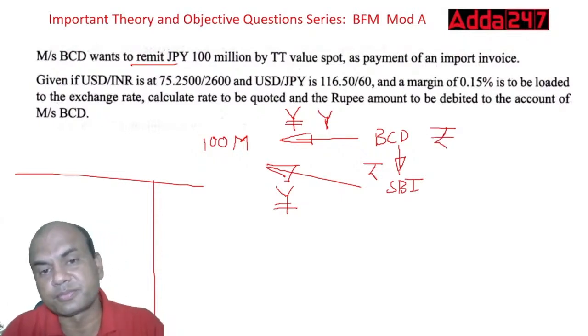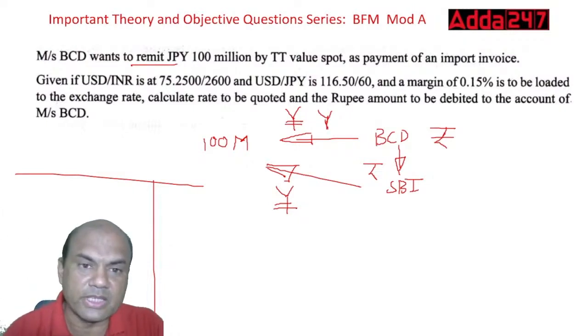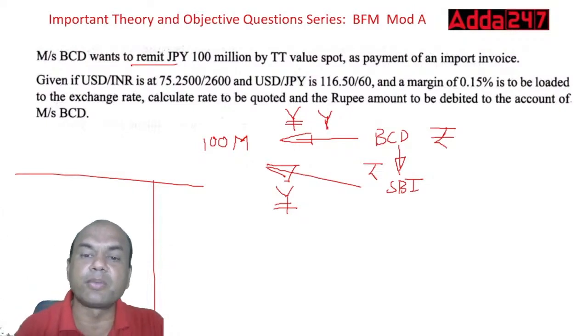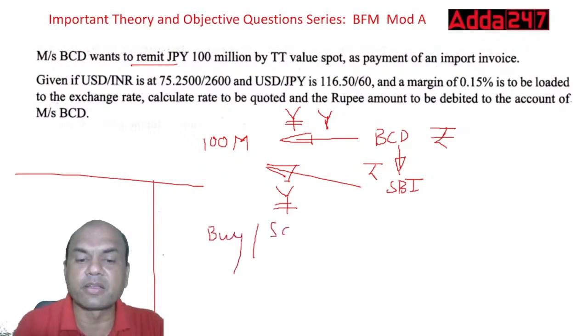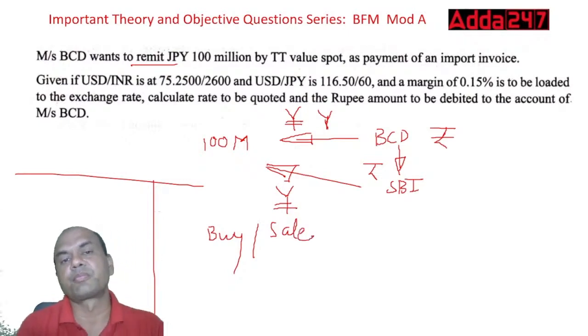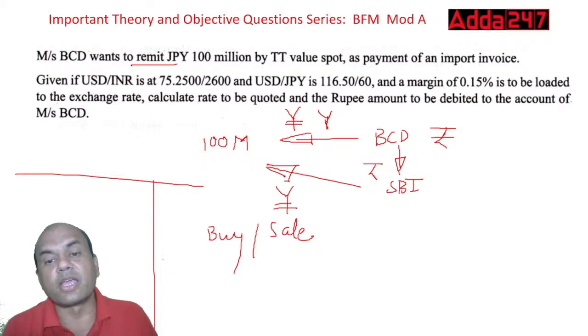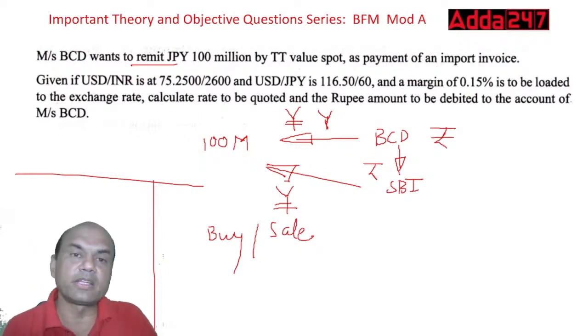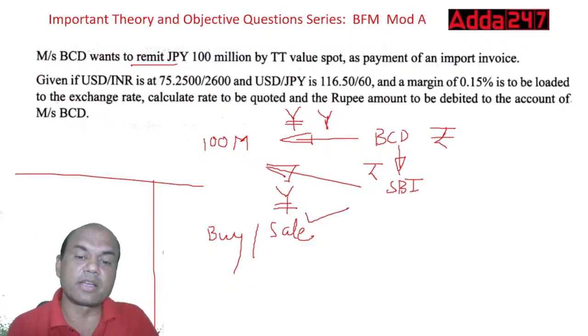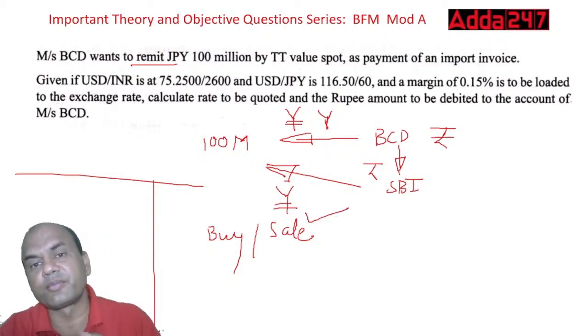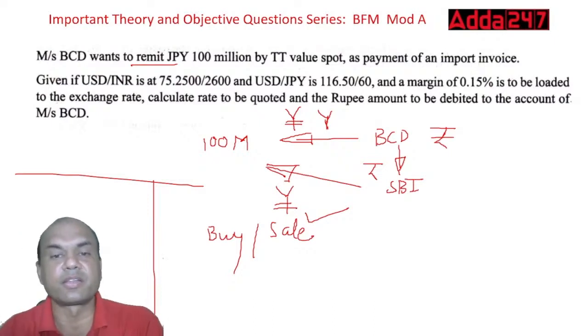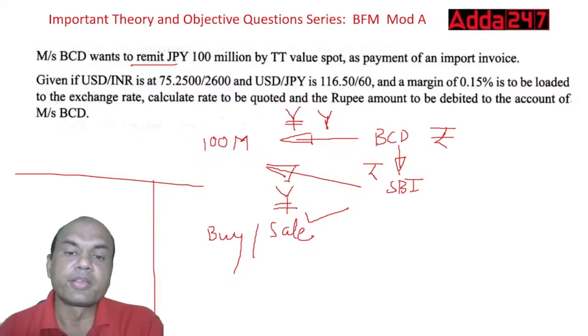So how will you do it? See here, firstly understand JPY is to be sent out. So remit means you are using the buy rate or sell rate. Tell me first. Buy or sell rate? Whenever dollars or other currencies are going out, we will always be using the sale rate. So here we are using the sale rate, right? Got it? Sale rate we are using.